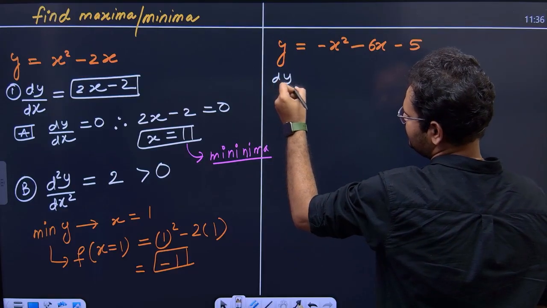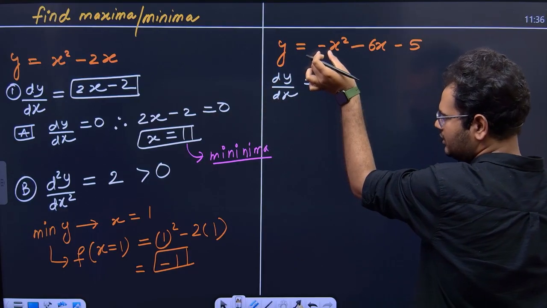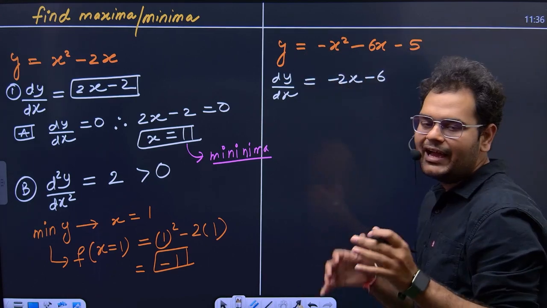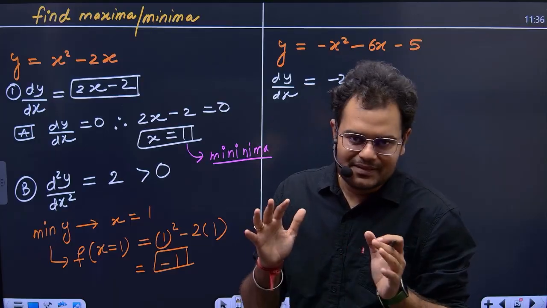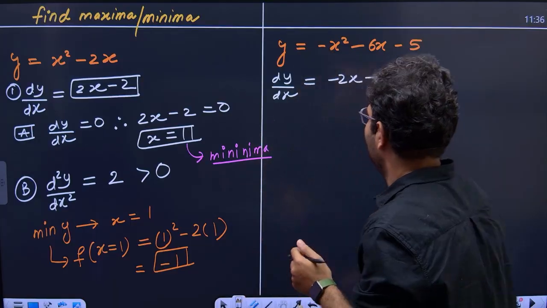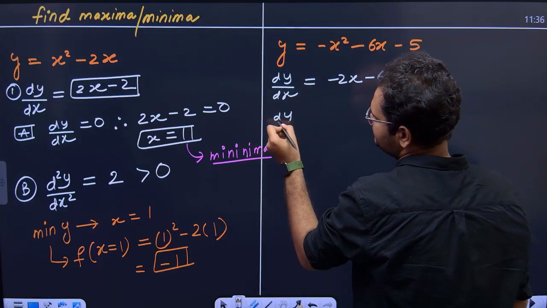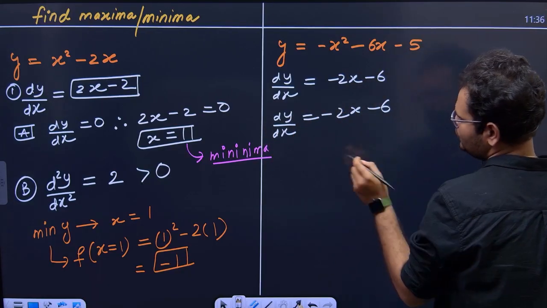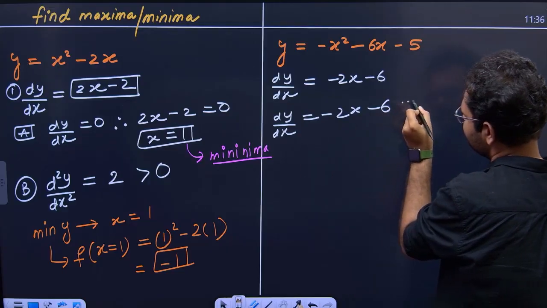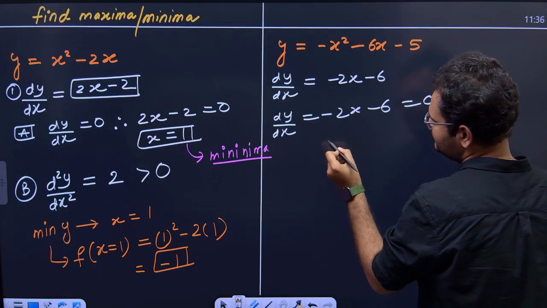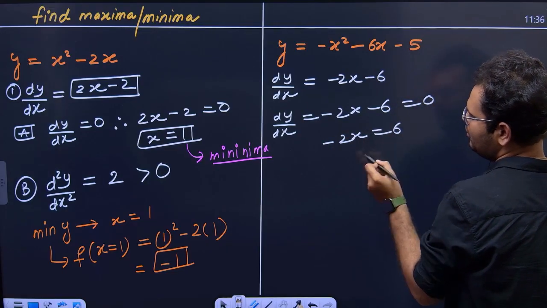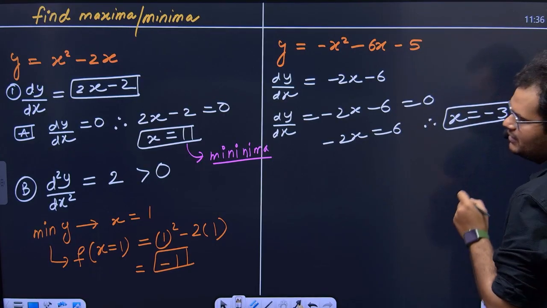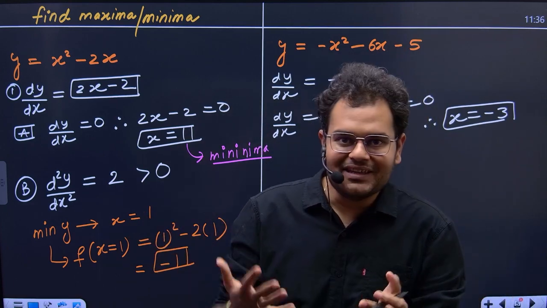dy by dx is equal to, pay attention to the minus, okay? Minus 2x minus 6. I hope you are familiar with the basic concept of differentiation, okay? Then dy by dx is equal to minus 2x minus 6. So what we will do? It must be equal to 0, sir. Therefore, I can say that minus 2x is equal to 6 or x is equal to minus 3. Very easy. Again, we don't know whether x is equal to minus 3 is maxima or minima.